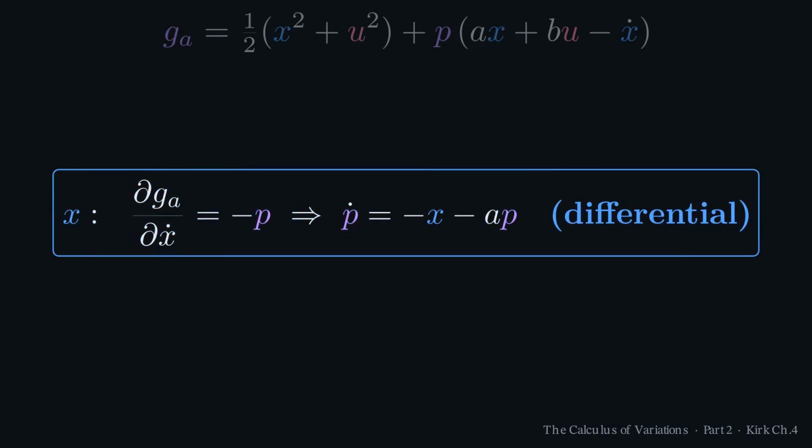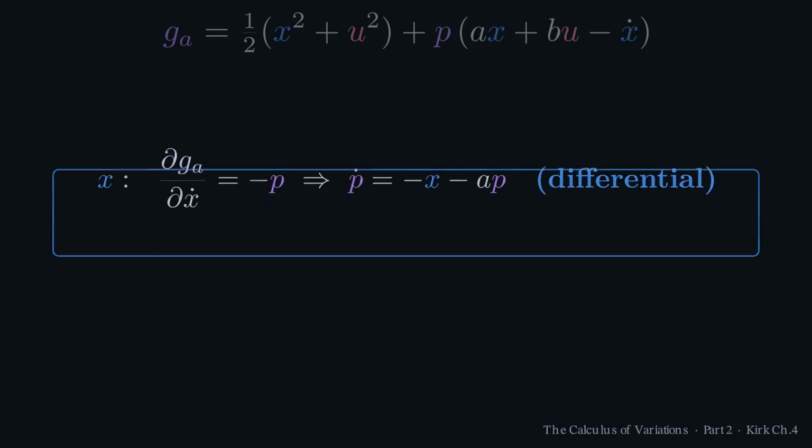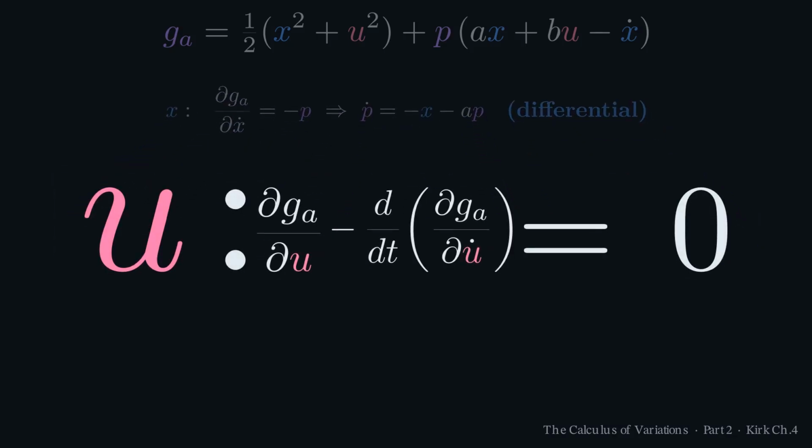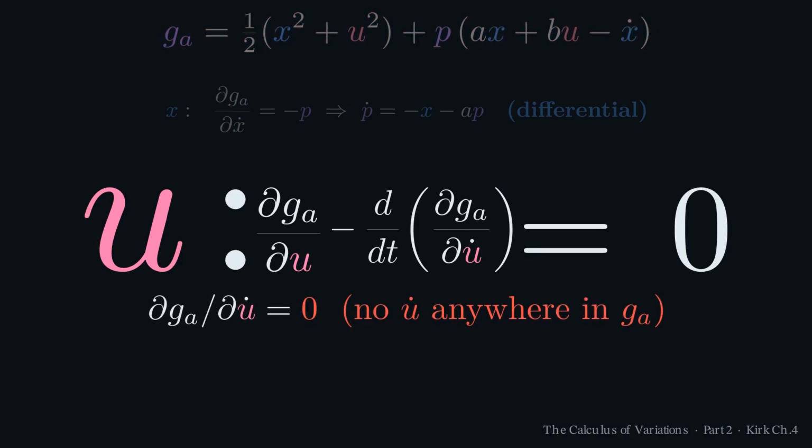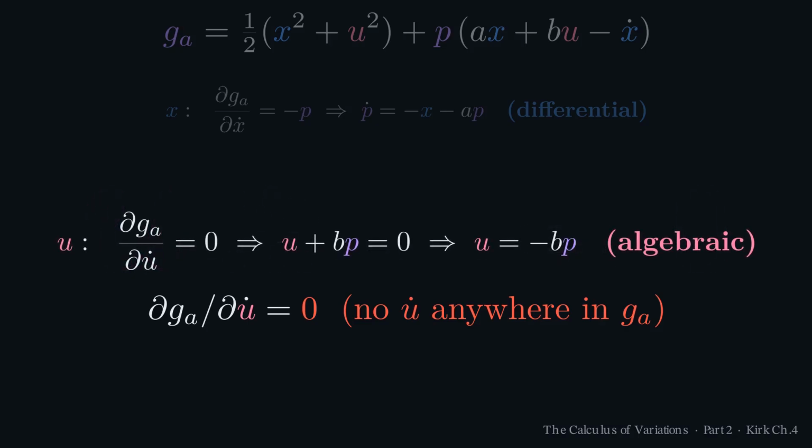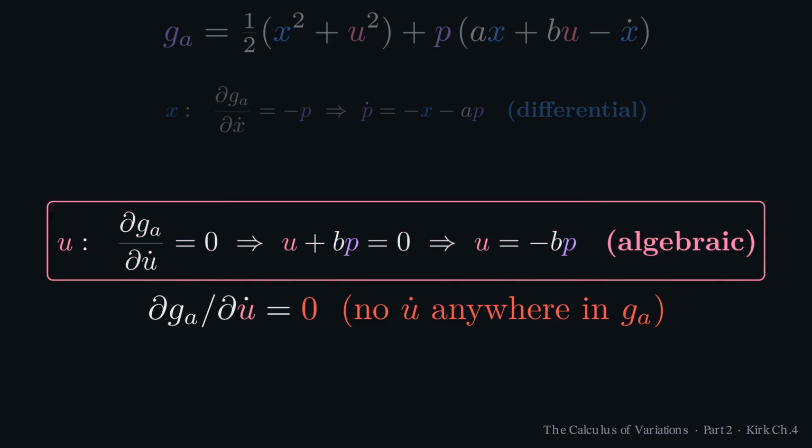Now the control u. Here's the whole point. u dot, the rate of the control, appears nowhere in g minus a. So the partial with respect to u dot is 0 and the entire time derivative term vanishes. What's left has no derivative at all. u plus b minus p equals 0. An algebraic equation. You just solve it. u equals minus b minus p at every instant. That is the split, exactly.